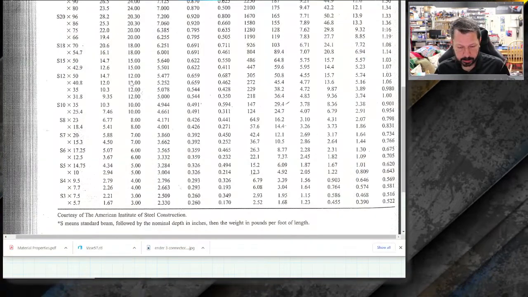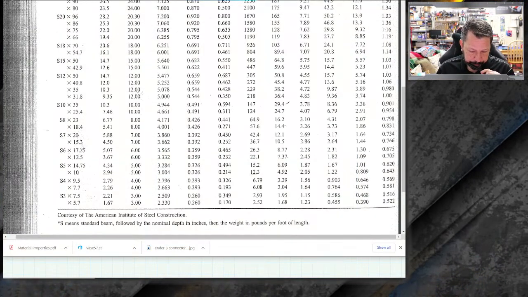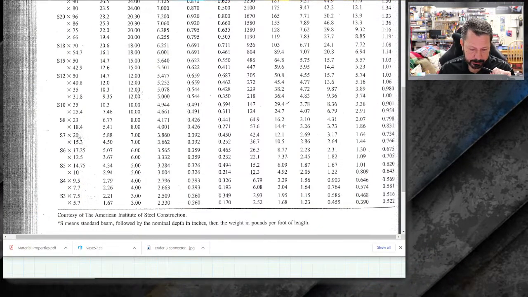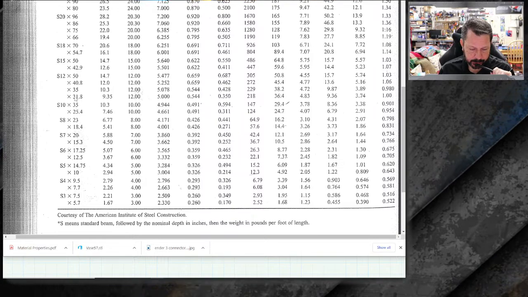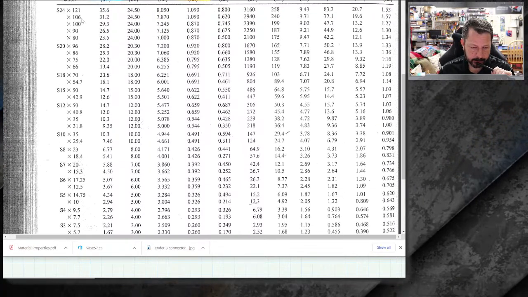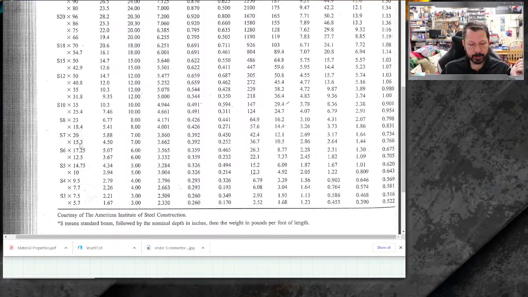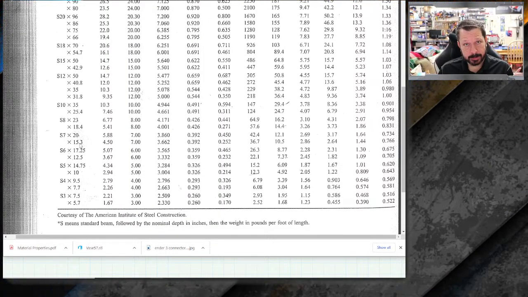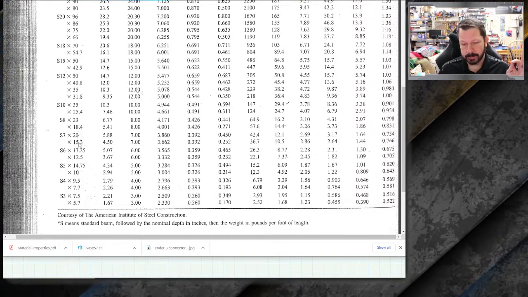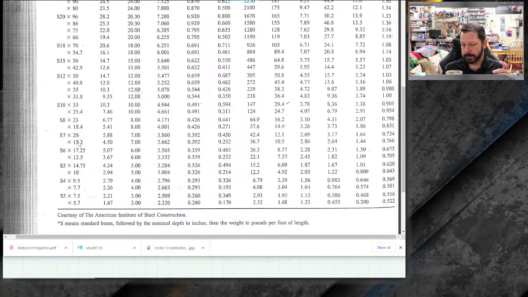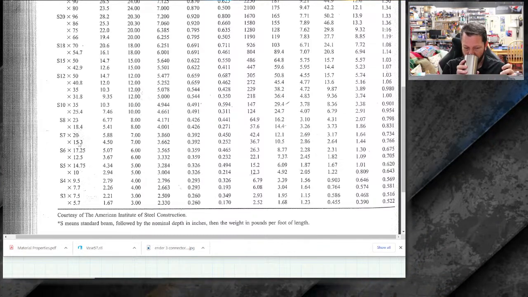So let's see. I'm down here at the S7 by 15.3 and looking up, there's a 20, 18, 23, then they start getting really big. So it does look like the S7 by 15.3 is the best beam for this scenario that I've created here. So we would mark that down as our selected beam.